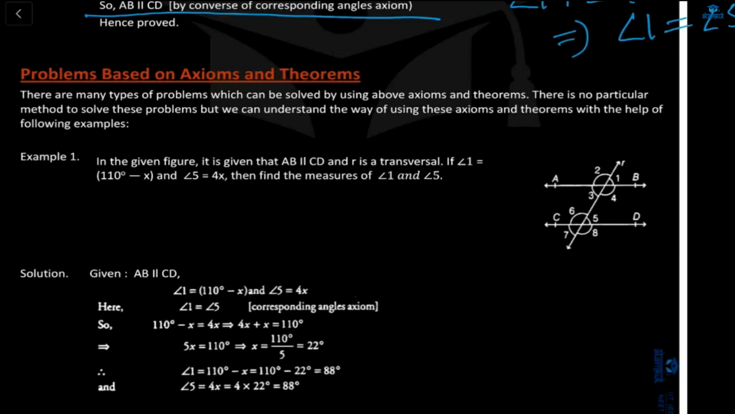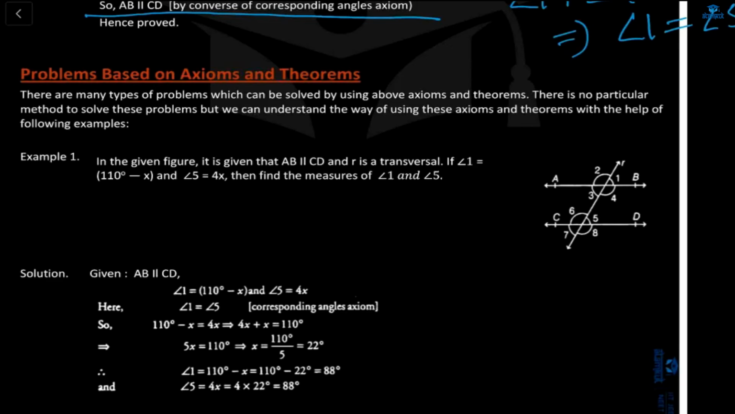Now there are sums on these theorems, whatever theorems we have studied. Okay, so there are the corresponding angle axiom, the converse of the corresponding angle axiom, alternate interior angles are equal, and if alternate interior angles are equal, then the lines are parallel. Interior angles on the same side are supplementary. Okay, so all these theorems we are going to merge and use in the questions.